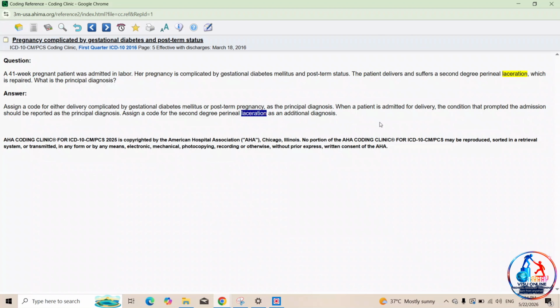When a patient is admitted for delivery, the condition that prompted the admission should be reported as the principal diagnosis, and the code for the second-degree perineal laceration is an additional diagnosis. Because here, the reason for admission was the pregnancy complicated by gestational diabetes and postpartum pregnancy only. The second-degree perineal laceration developed after admission, as a secondary diagnosis. We cannot code it as the principal diagnosis. If the patient comes in with the second-degree perineal laceration and is there for the repair, only in that case do we code second-degree perineal laceration as the PDx. Okay.